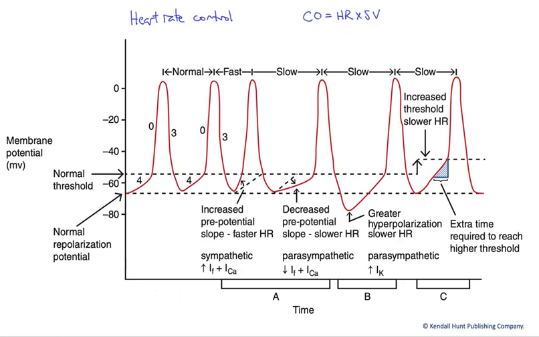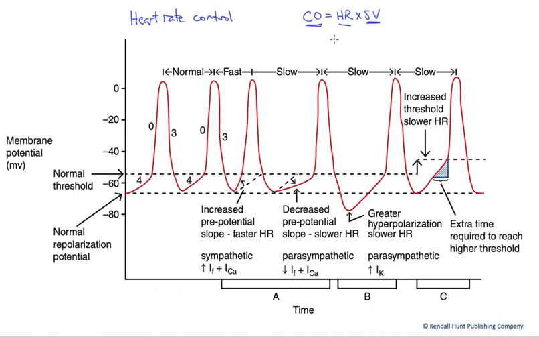In this graph, we want to look at heart rate control, and how that's done through adjustments to the nodal cell action potentials at the SA node. And recall that heart rate is one of the components that helps us control cardiac output, right? Heart rate times stroke volume, the amount of blood ejected per cycle, will equal cardiac output. And cardiac output, of course, is that flow through the systemic or pulmonary circuits per unit time.